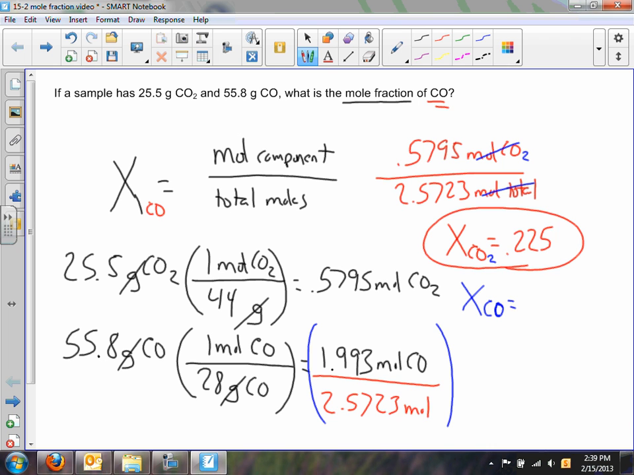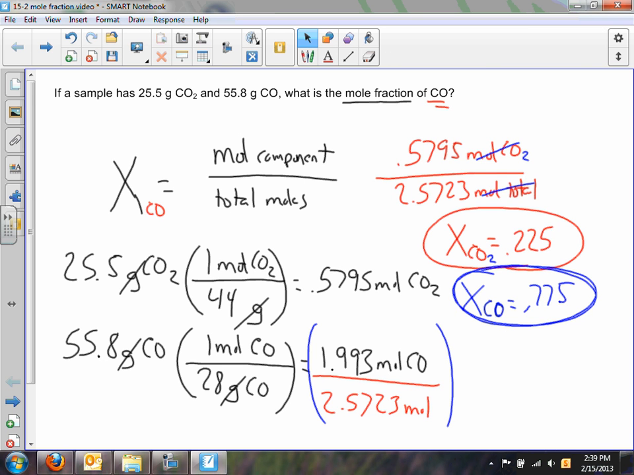1.993 divided by the total, 2.5723, and you'll get 0.775. So this is really the answer that the question asks for. Notice I was going to do the other one anyways. When you add the two together, what do you get for the total of all your mole fractions? Well, the total should add up to 1 because you have 100% of those two gases.